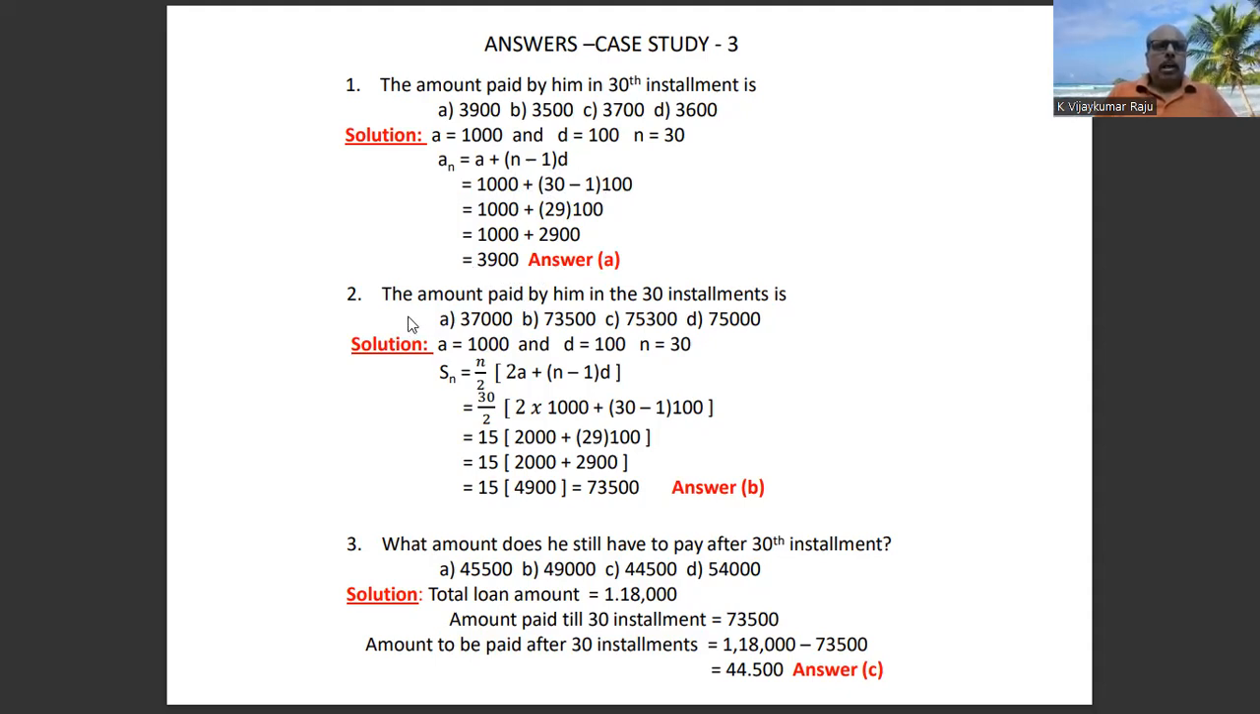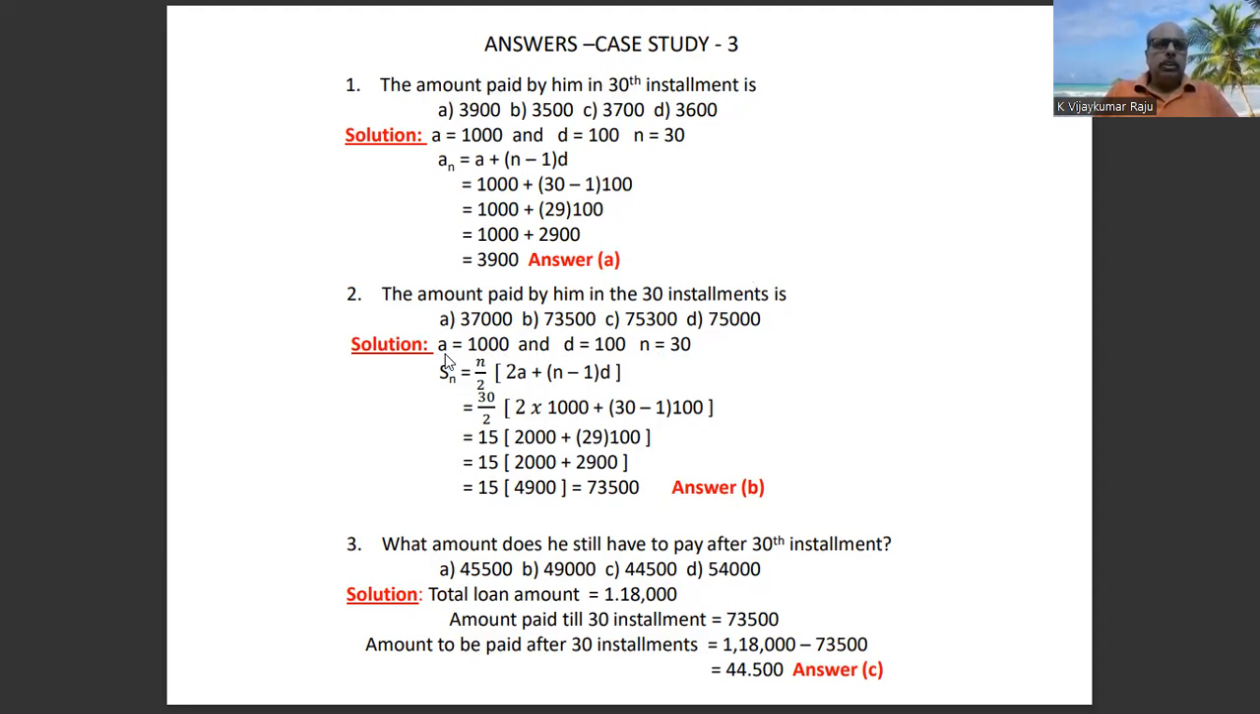Question 2. Amount paid by him in the 30 installments. So see this question now. Amount paid by him in the 30 installments means from the first installment up to 30 installments, what is the total amount he has paid? That is the difference here. See the previous question: amount paid by him in the 30th installment. Amount paid by him in 30 installments. So here he is expecting you to calculate the total amount, the amount which he has paid from the first month to the 30th month. So here we are calculating SN.